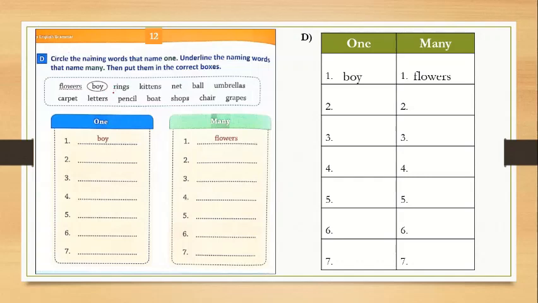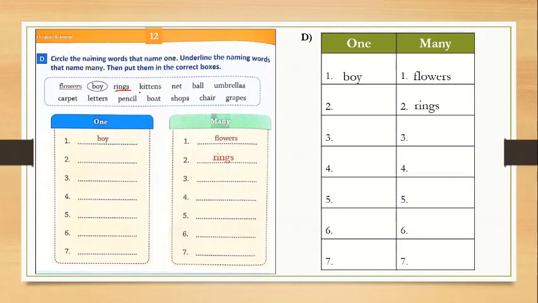Next one is rings. R-I-N-G-S. Since the last letter is S, rings is a naming word for many. So what will we do? If it is for many, we will underline it and we will write rings here below many.